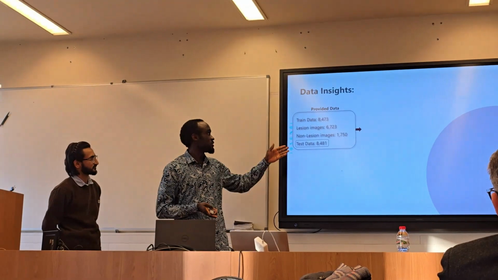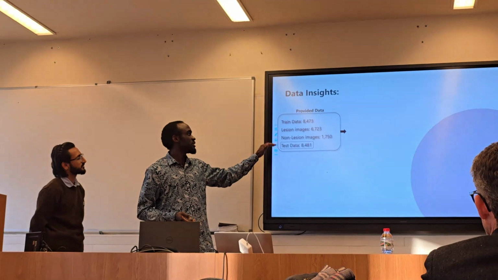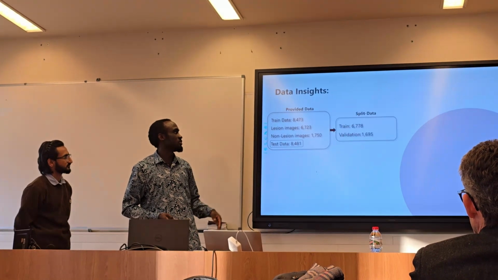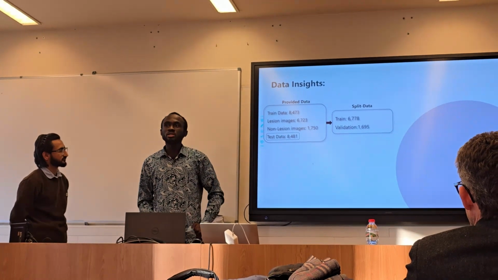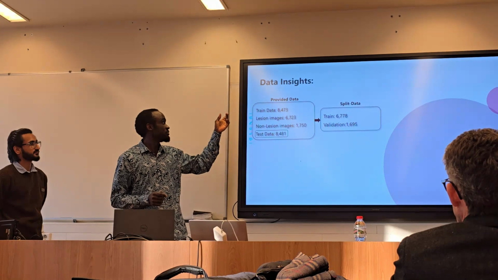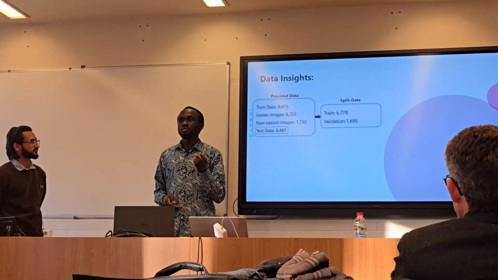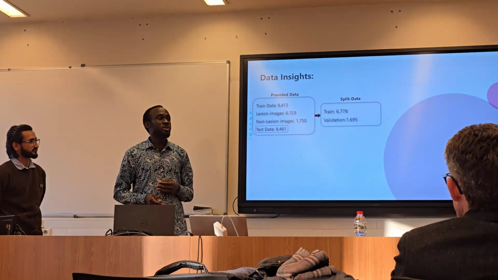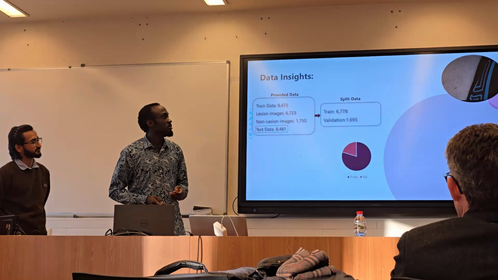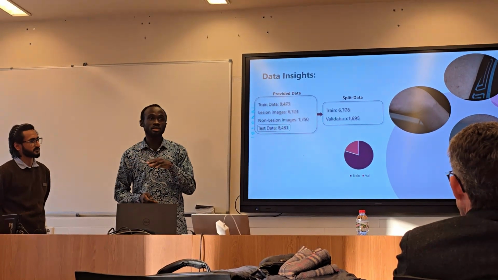Some of them are non-lesion, as you can see in the figures here. Then for the test data sets, this is the amount, and then we have this amount. The next thing we did was to split the train data set into 80% train and 20% validation, and we made some other insights about the images in the data set.